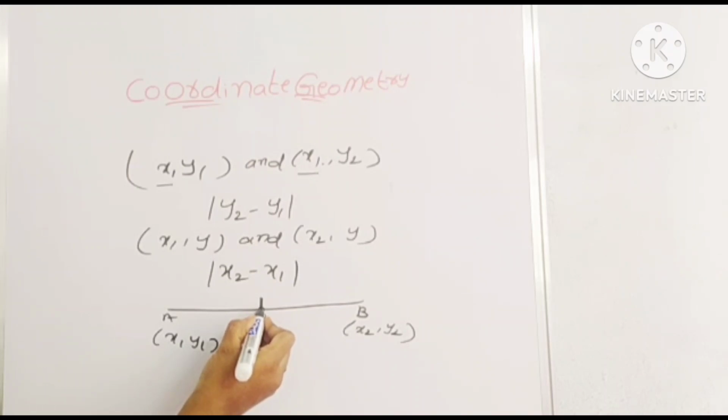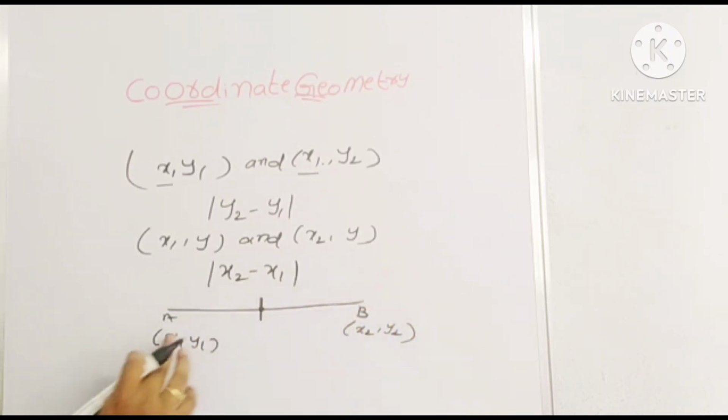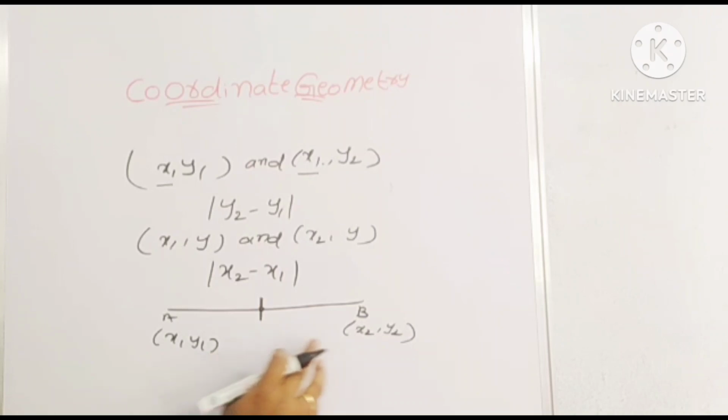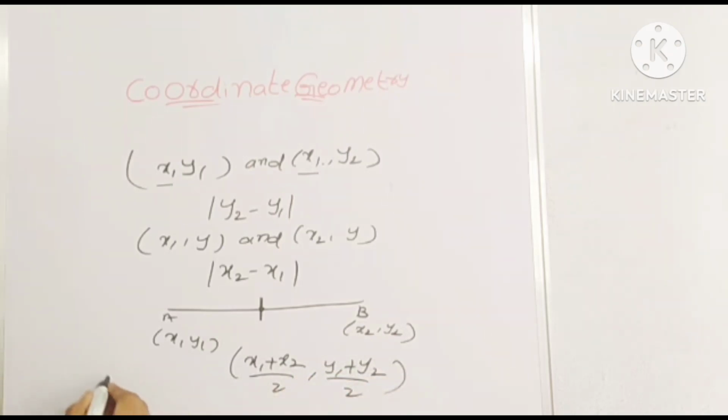The midpoint of the line segment with the points x1 comma y1 and x2 comma y2 is x1 plus x2 by 2 comma y1 plus y2 by 2. This is the midpoint formula. This is the midpoint of A and B.